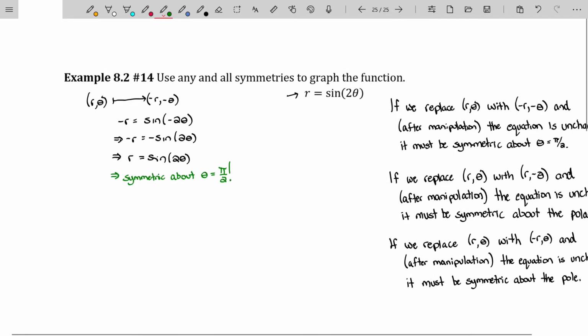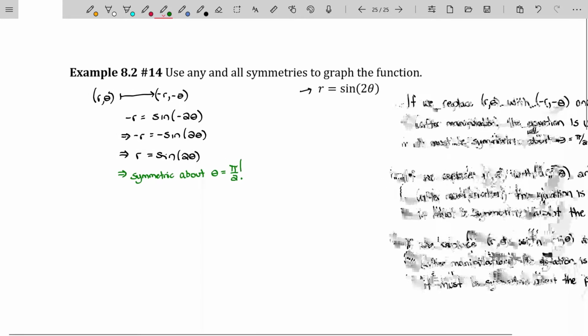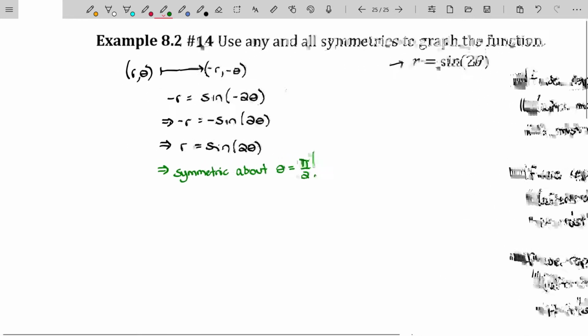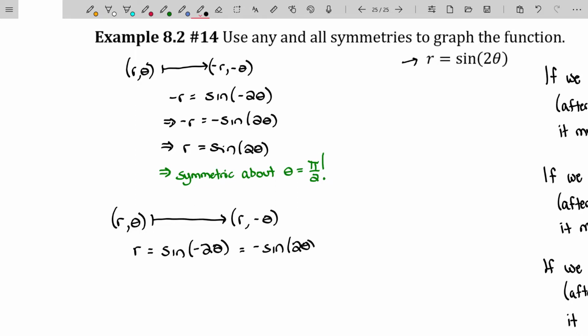Well, let's see if we have any other symmetries. Let's try the symmetry about the polar axis. So we're going to replace theta with a negative theta. So the next one is r comma theta, and we're going to trade that out for r comma negative theta. So r stays the same, but theta becomes a negative, and sine is odd, so you can move the negative outside, and this is definitely not the original function.